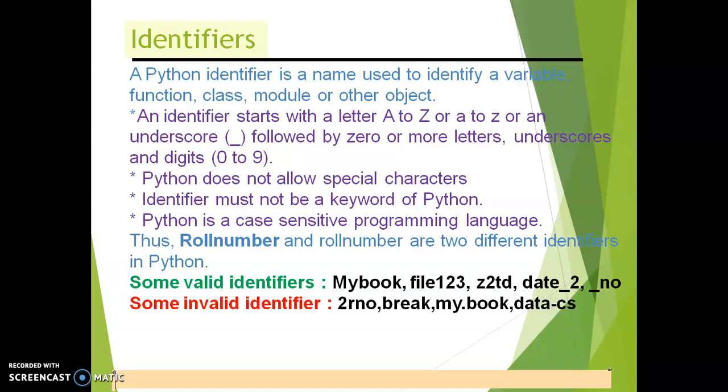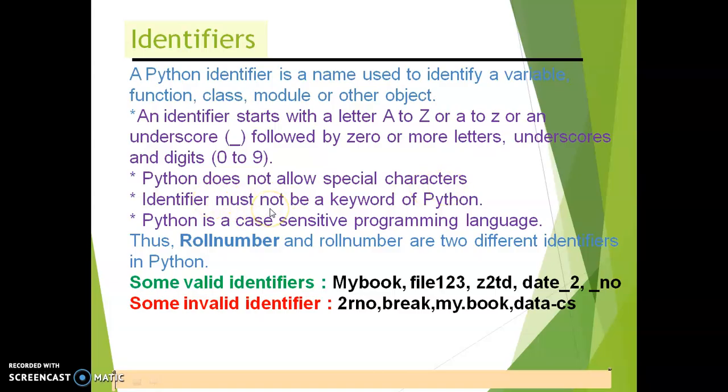Students, one thing should be remembered: only the underscore can be used. Except for the underscore, no special characters are allowed in Python. For example, we have the date of birth variable, d underscore o underscore b. The underscore can be used between two characters or two words, and digits 0 to 9. Python does not allow special characters.